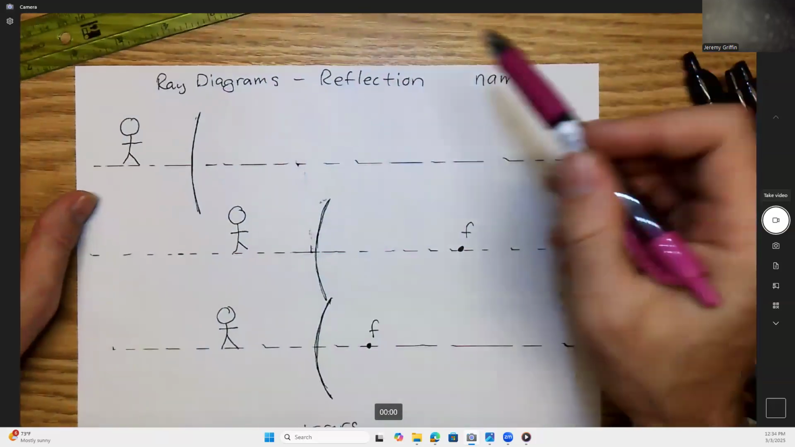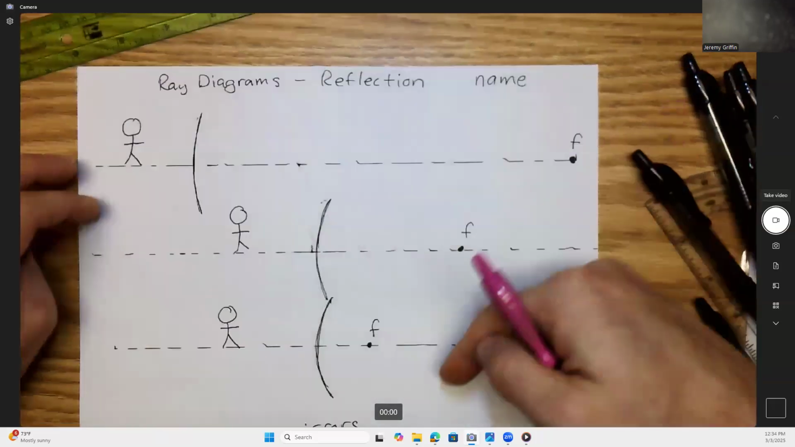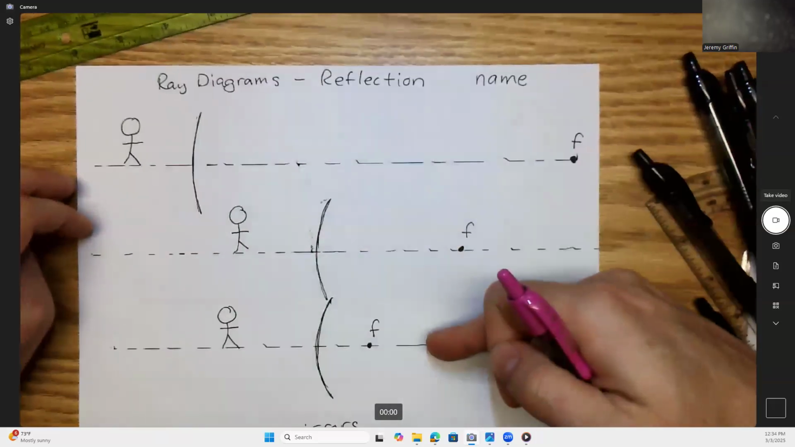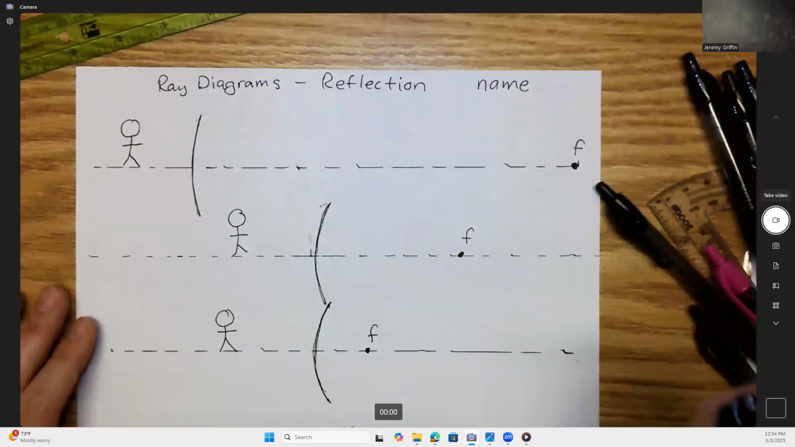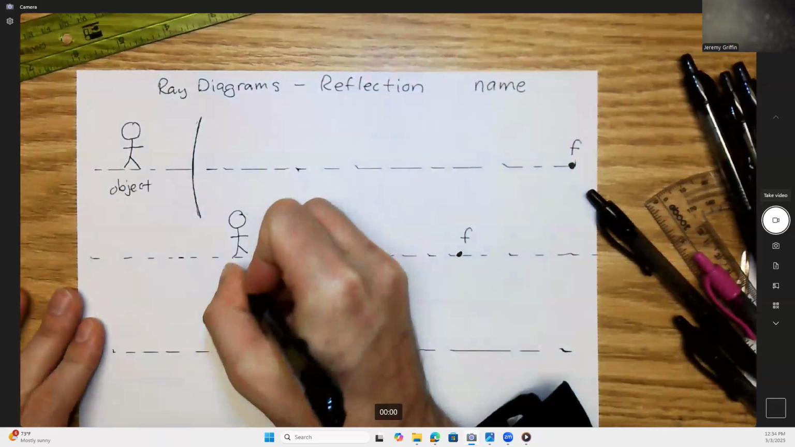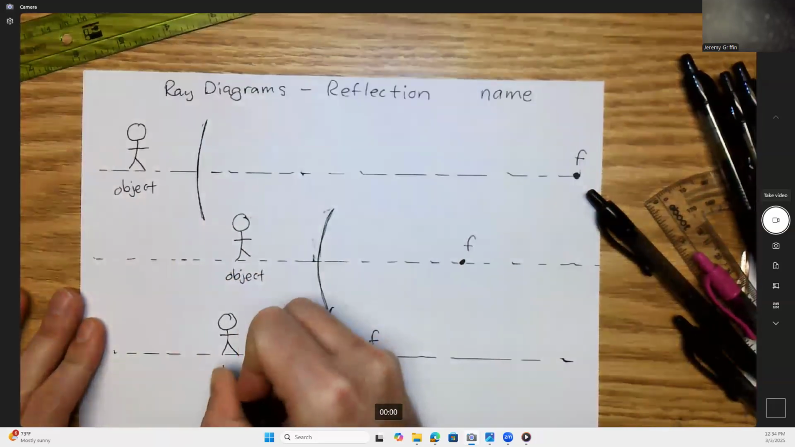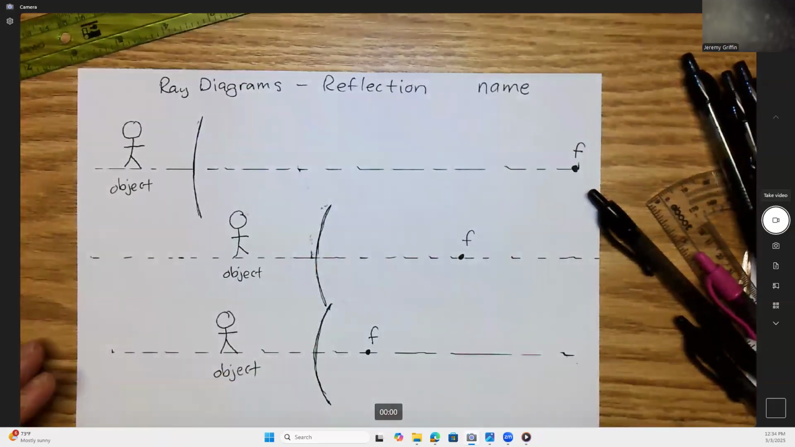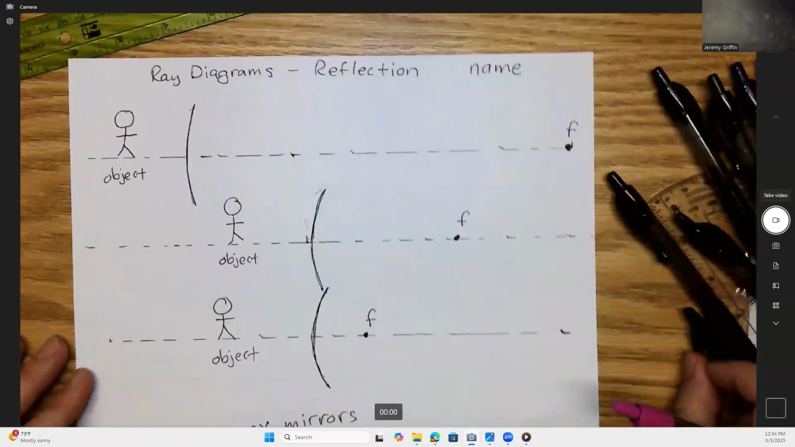You guys got your name. You guys got your ray diagram with reflection. You guys got 3 mirrors with their corresponding focal points, and 3 objects. Here, I'll label these while you guys are catch up. Object, object, object. So this could be a real world object, something actually there.